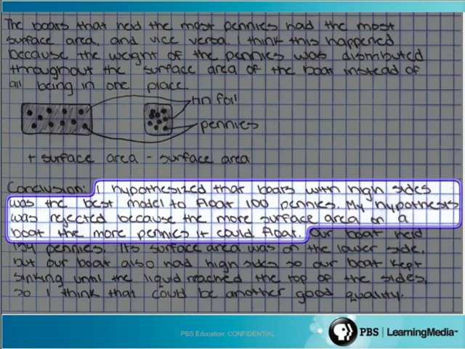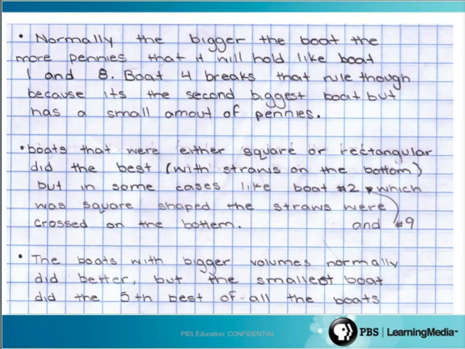But this student said, I hypothesized that boats with high sides was the best model to float 100 pennies. My hypothesis was rejected because, from what she saw in her data, the more surface area in a boat, the more pennies it could float. So some had really high sides, but not a lot of surface area on the bottom. And those high sides, as we discussed later on in a class data discussion, seemed to collapse earlier. So we had some structural failures that became a part of our discussion.